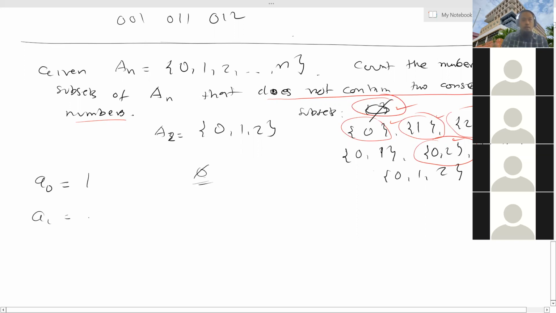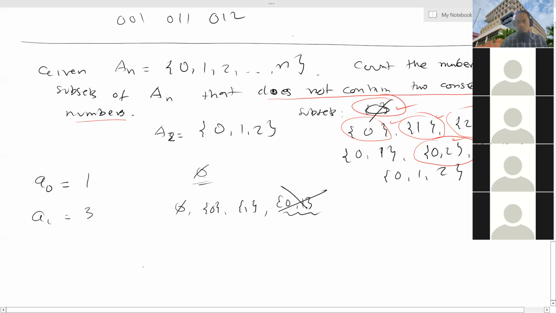A1 is 3, namely the empty set, the set {0}, and the set {1}. What about this set? This is also a subset of A1, right? Yes, but we exclude this because it contains two consecutive numbers. What we want is a subset that does not contain two consecutive numbers.